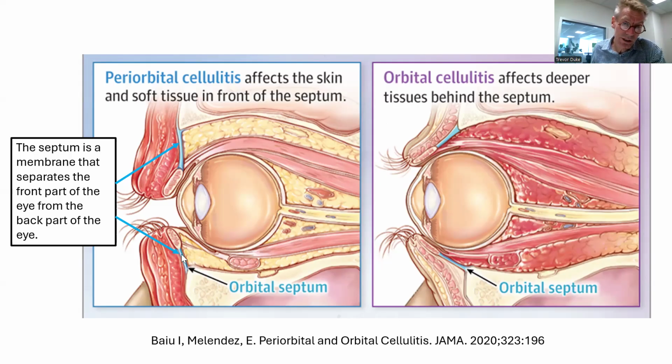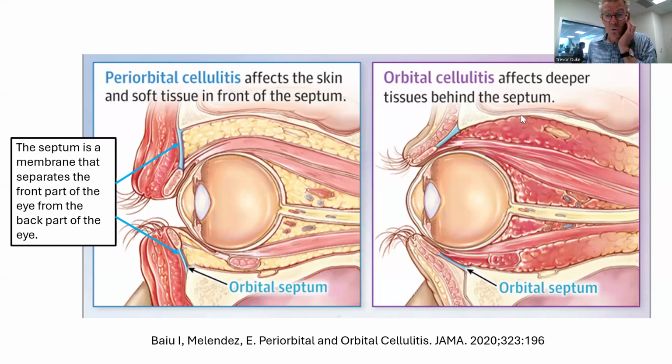But the key to this is to understand about the orbital septum, which separates the periorbital space from the orbital space. Orbital cellulitis, on the other hand, involves the orbit itself, and so it can involve inflammation and infection of the periorbital fat, of the muscles themselves, of the nerves, and the bone of the orbit.